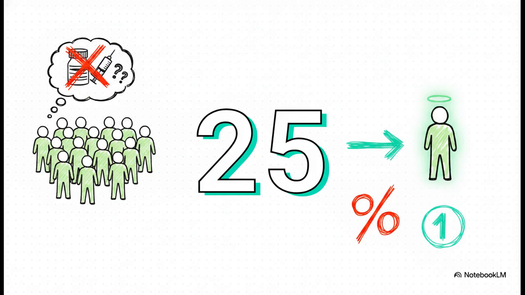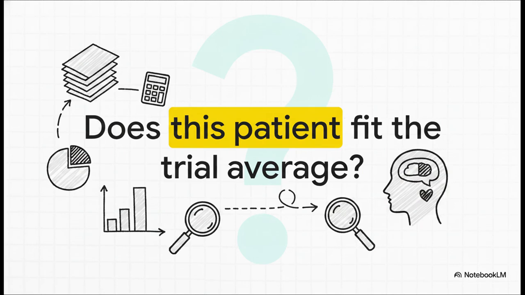Nada. When you frame it as treating 25 people just to help one, the true utility of the intervention becomes instantly, strikingly clear. It completely strips away the marketing spin and hands you the raw, operational reality of the treatment. But here's the thing. Crunching the math is really only half the battle. At the end of the day, we have to ask, does this specific patient even fit the trial average? This is where we have to pivot away from the raw spreadsheets and finally introduce the human element.